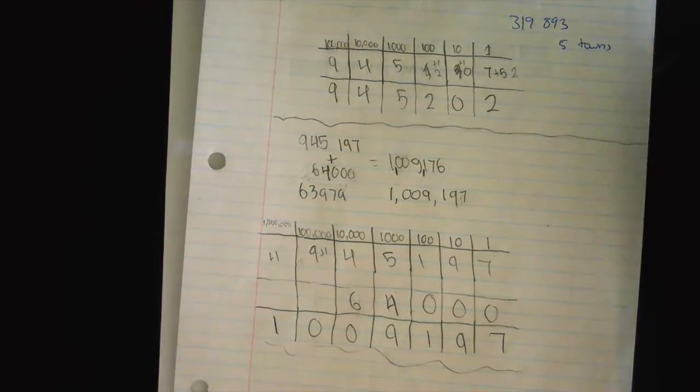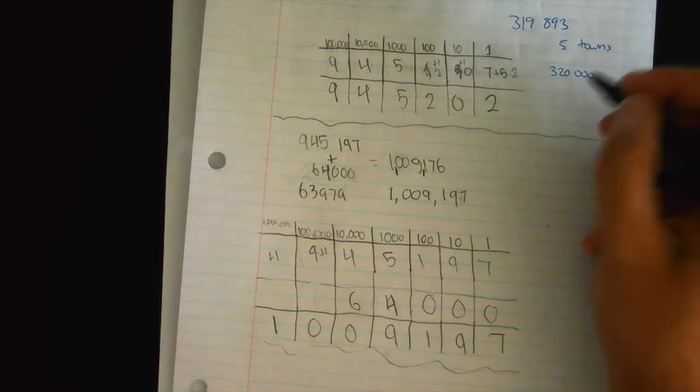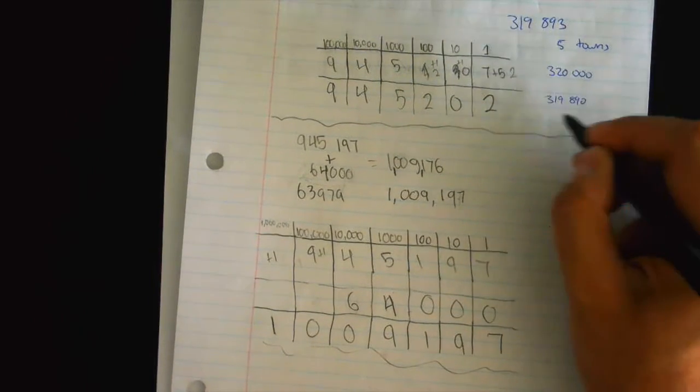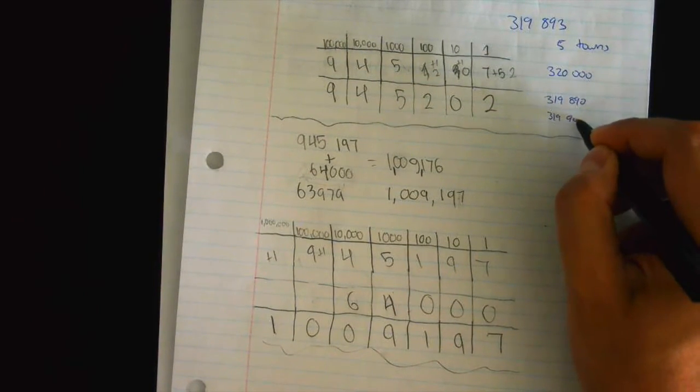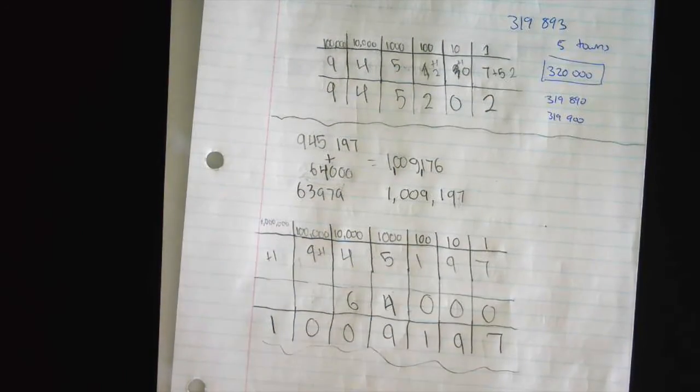320,000. 320,000 is a good one. Why 320,000 and not, say, 319,890 or 319,900? Why would you choose this one over those two? Because it's also easier to divide it, and it's less complicated. Right. Remember the last 2 lessons, making numbers manageable?